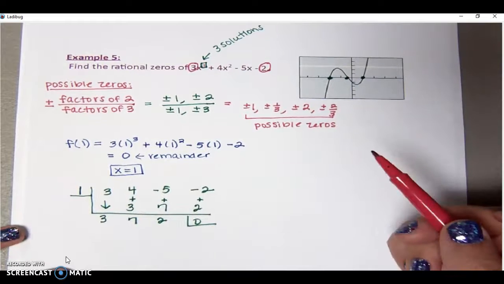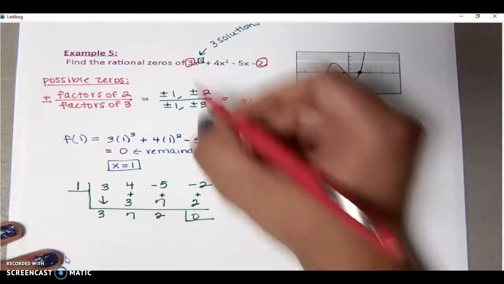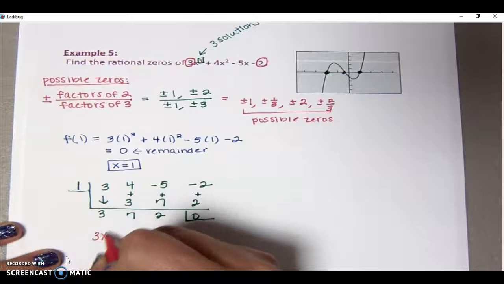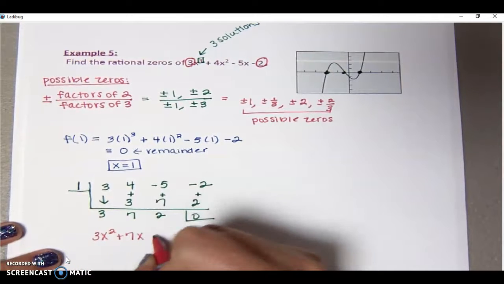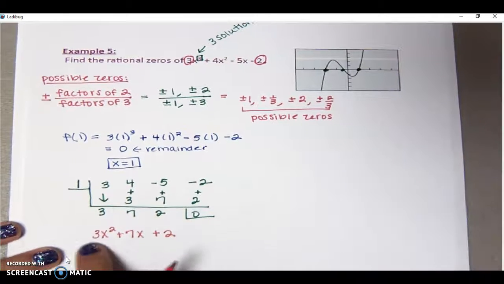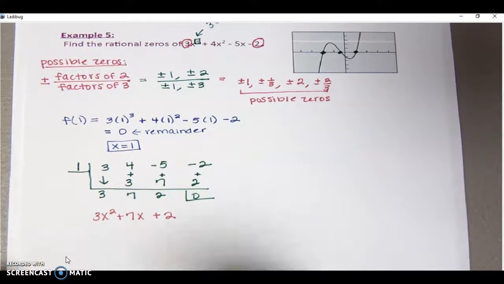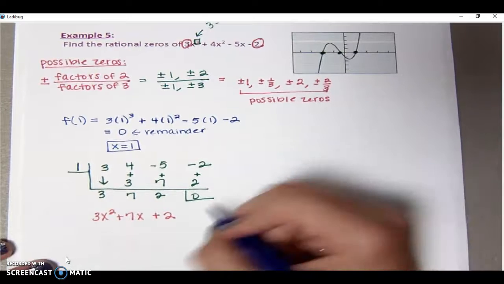Alright, so we need to see what we have left. Because we started out with 3x to the 3rd, that means this one has to be squared. So this is 3x squared plus 7x plus 2. You need to make sure this is a quadratic before you do anything else. So it is a quadratic, this is squared. So you can either factor or use the quadratic formula. I'm going to try to factor.